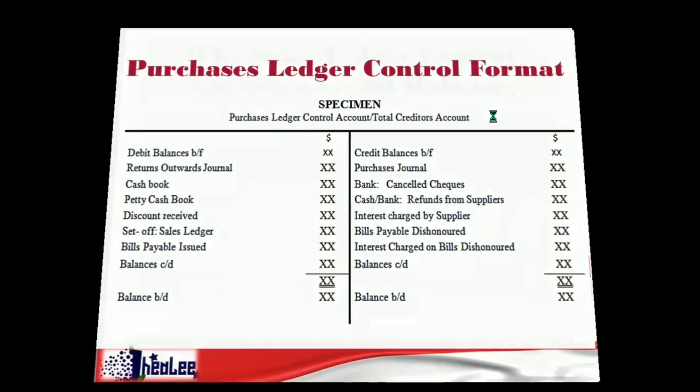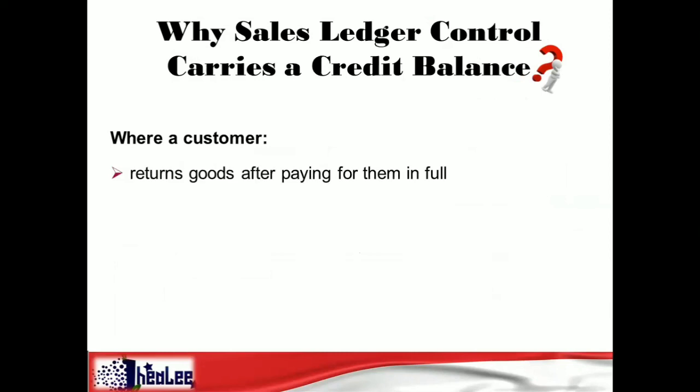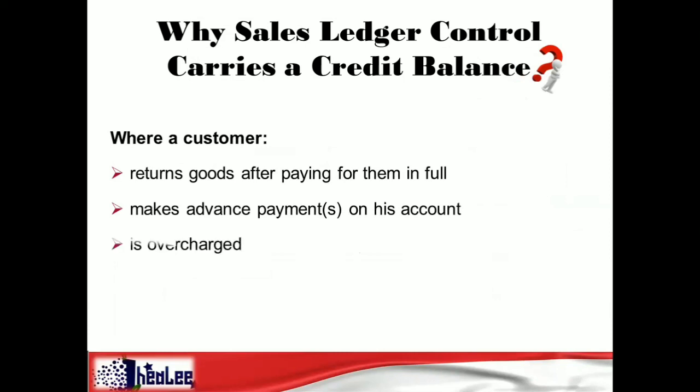Another thing that we have looked at is the reason the sales ledger control carries a credit balance. The sales ledger control carries a credit balance where a customer returns goods after paying for them in full, where the customer makes advance payment or payments on his account, where the customer is overcharged, and where the customer overpays his or her account in error.